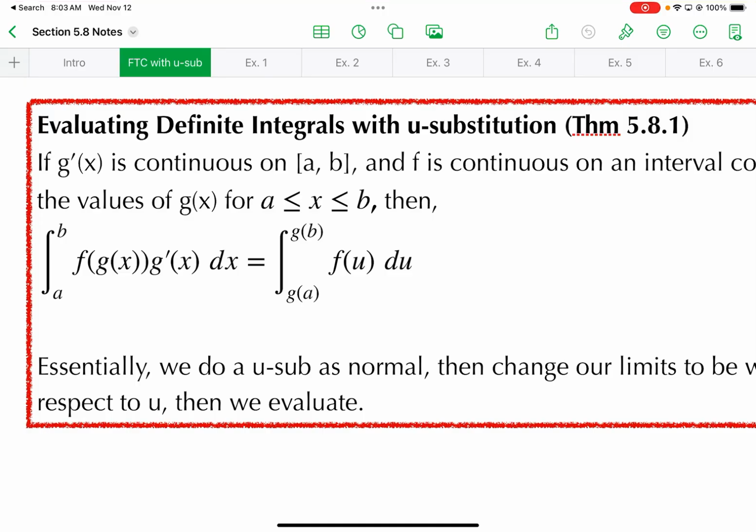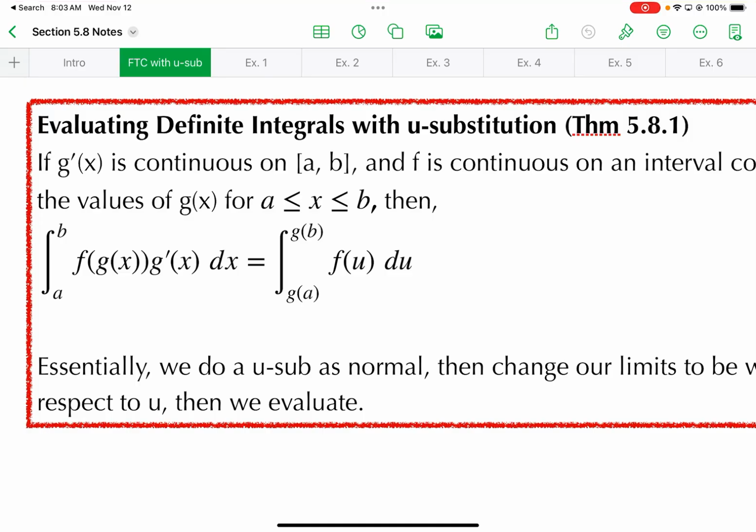Previously, in calculus, you would do a u-sub, and then you would get your antiderivative, and then you would plug your expression for u back in to get an answer in terms of x, okay? In this case, we're not going to do that. We're going to do a u-sub, find our antiderivative in terms of u, and then evaluate it with new limits.